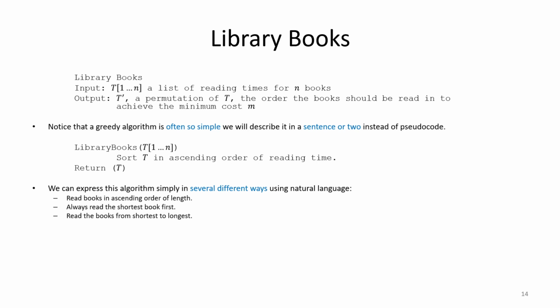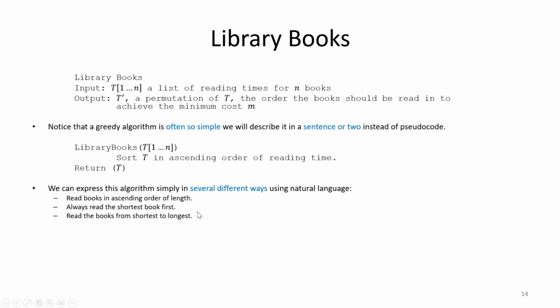Read the books in ascending order of length. That's one way to do it. Always read the shortest book first. That one's stated in the way of a greedy algorithm, because greedy algorithms think about making a local choice, and then that should lead to a global optimum. So our local choice is saying, well, what should I do right now? Just read the shortest book. And when you're done with it, now what? Just read the shortest book again. Just keep reading the shortest book, and you will satisfy this algorithm.